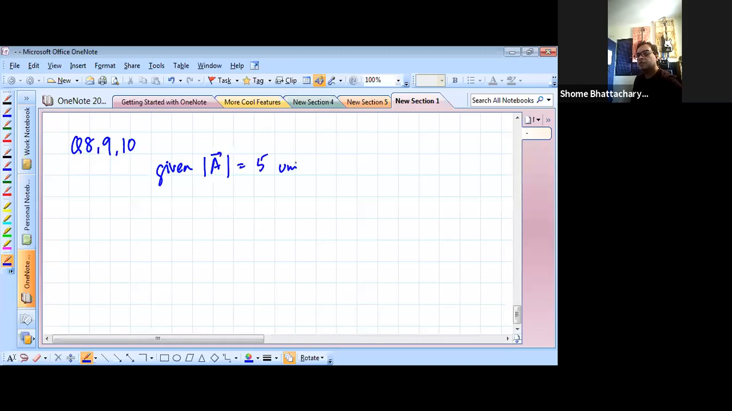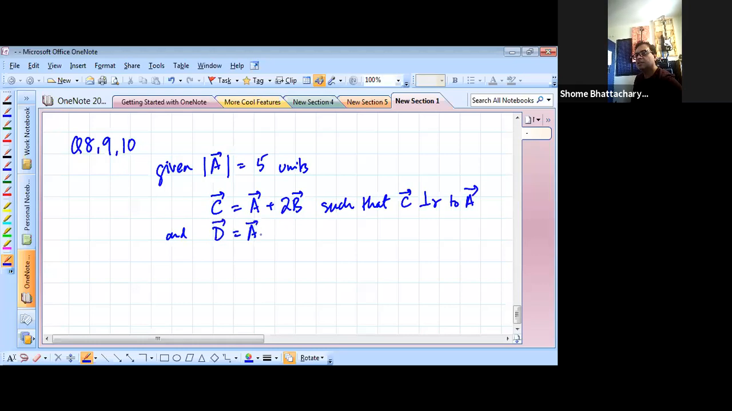is 5 units. Okay. Then the vector C is the vector A plus 2 times some other vector B, such that C is perpendicular to E. So this is the second piece of information, okay, given to us. And the third piece of information given to us, the vector D is simply the resultant sum of A and B, such that the magnitude of vector D is also 5.